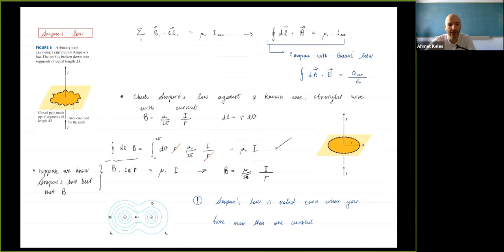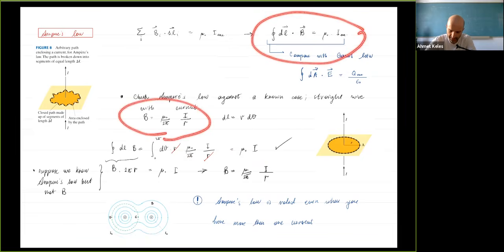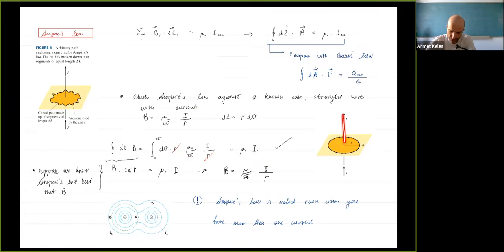And now we can do the opposite thing. Suppose we know Ampere's law, like suppose this is given. Can you find this, right? That's also a nice exercise. Yes, we can. We just choose a closed path around the current.